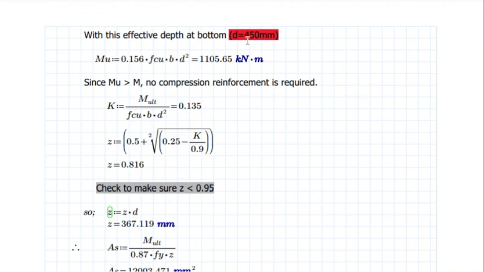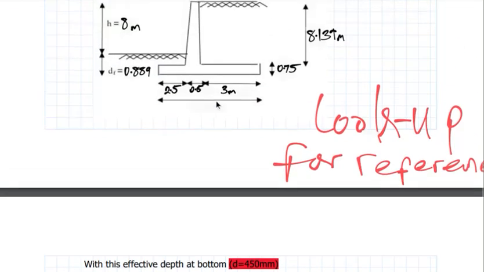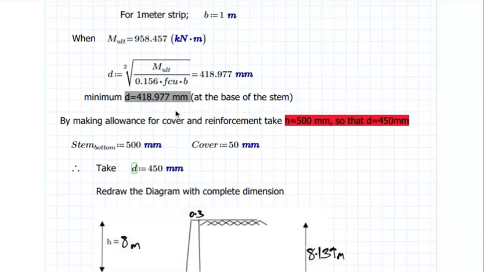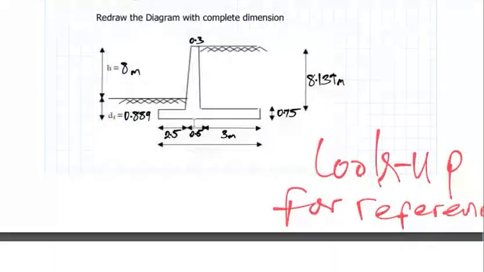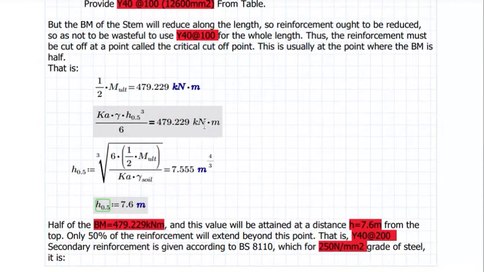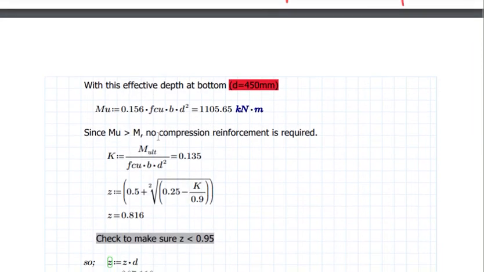Now, since we've gotten our D, we are checking if, after providing this D, the ultimate moment is going to be higher than the design moment. We've checked it, and it is indeed higher. This is 1105 kilonewton meters, while the design moment is nearly 1000, so this is higher. So we can proceed.